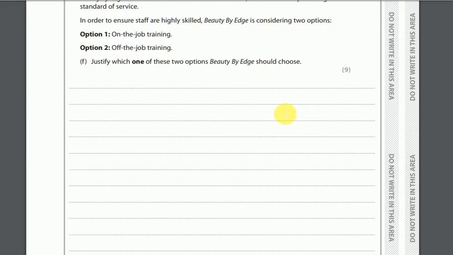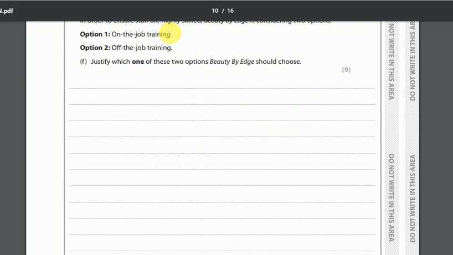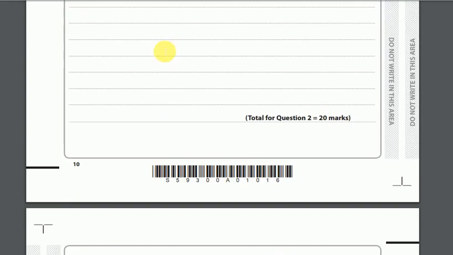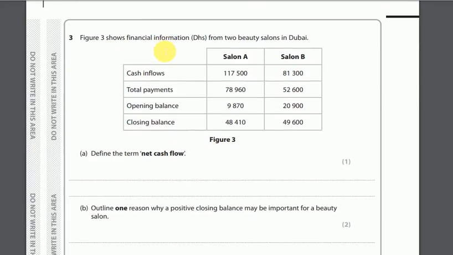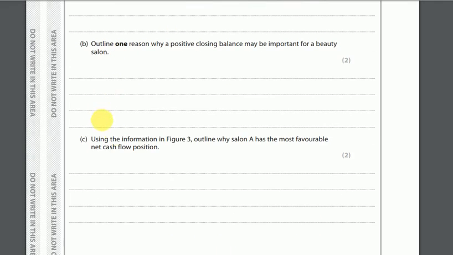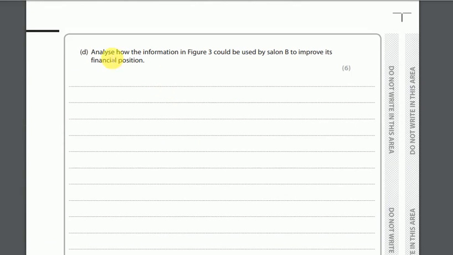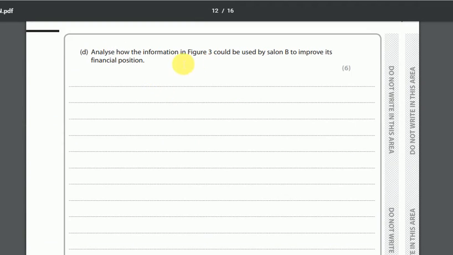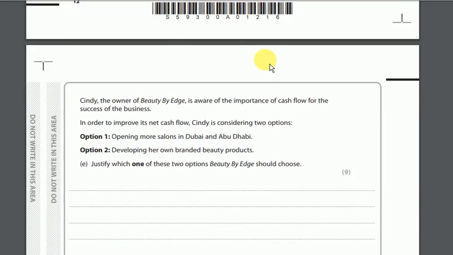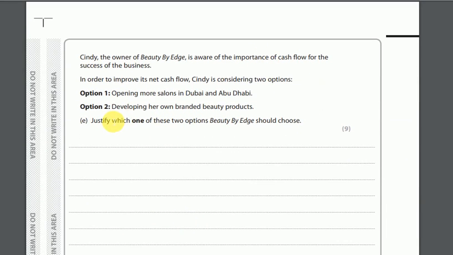Very similar to your old style. Choose one option and discount the other option. Going quickly through the paper, define, outline, there's another outline, explain, analyze, looking at financial accounting, another 9 marker, justify, this is net cash flow, so that's evaluate.